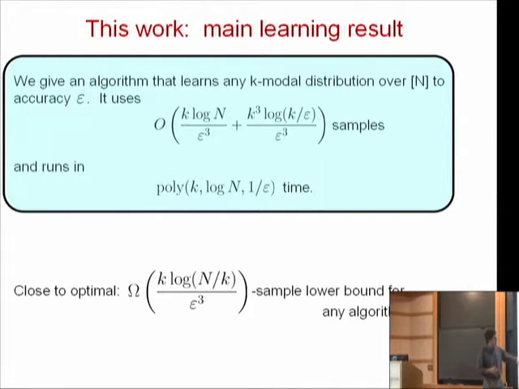And in some sense, the second term probably is wrong, right? It's probably not what God's algorithm would do for this question. But the first term is actually right. So it's pretty easy to show a k log n over k over epsilon cubed sample lower bound for any algorithm for this problem. So yeah, Gabor?